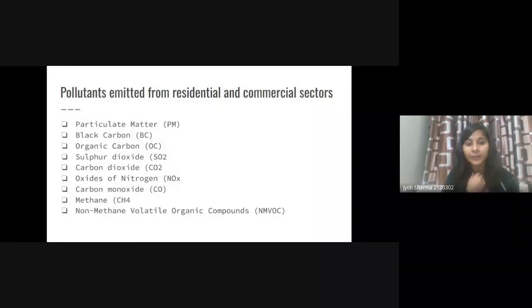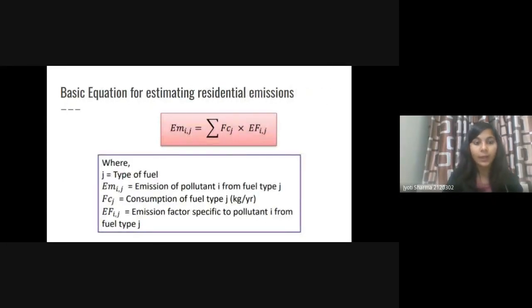And these are the different pollutants that are emitted from the residential and commercial sector, such as particulate matter, black carbon, organic carbon, sulfur dioxide, carbon dioxide, oxides of nitrogen, carbon monoxide, methane, and non-methane volatile organic compounds. So this is the list of the pollutants. Based on that list and our activity, we can create our emission inventory for the residential as well as the commercial sectors. And the basic equation to calculate the residential emission is E, where E is the emission of pollutant i.